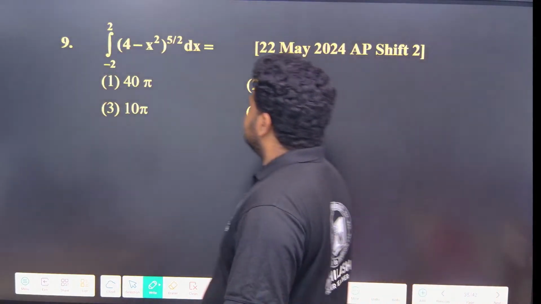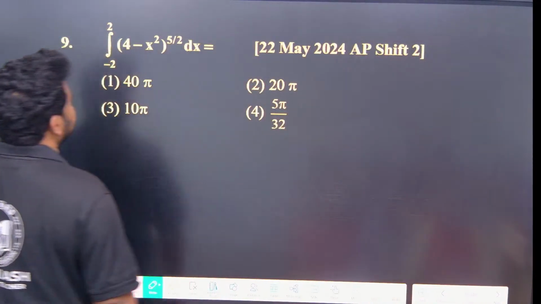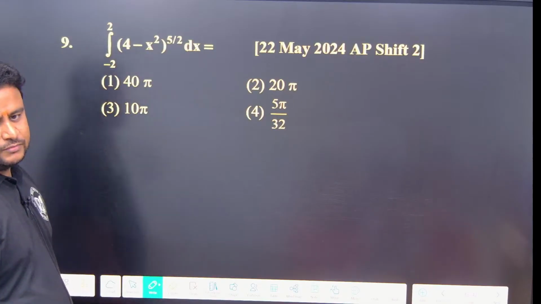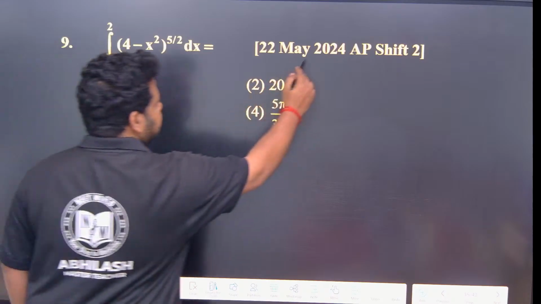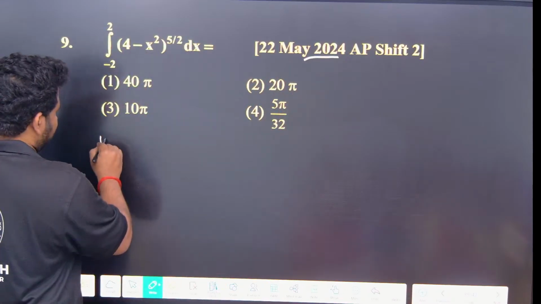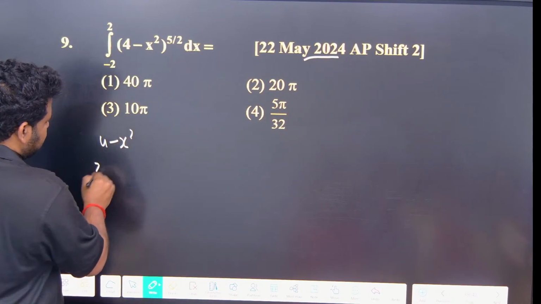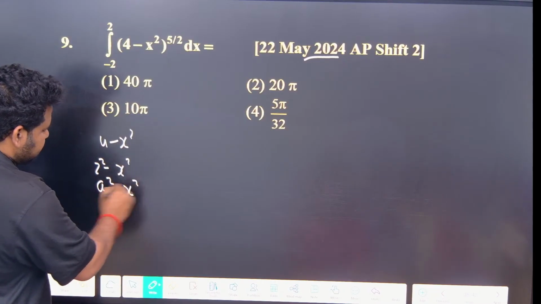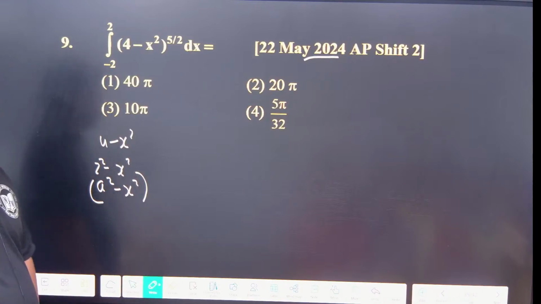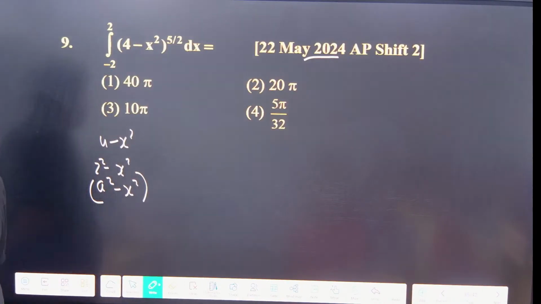They have given the integral from minus 2 to 2 of (4 minus x square) to the power of 5 by 2. This question, 2024 AP, they have asked. See here, 4 minus x square, I can write as 2 square minus x square. That is a square minus x square. A square minus x square means what is the substitution I should use? A sin theta. Correct?